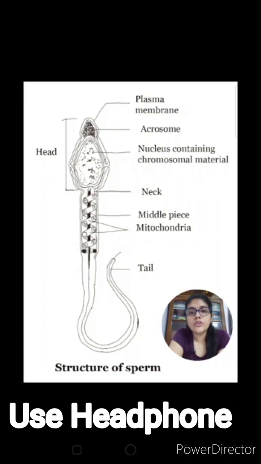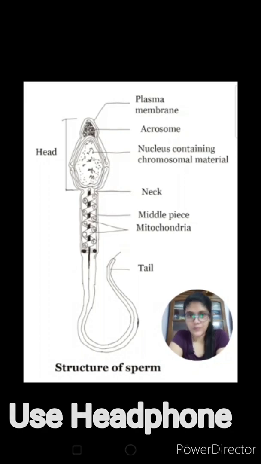In the diagram, you will be finding the schematic diagram of a sperm, which includes a head, a middle piece, and a tail. Now, the head region is divided into three different parts. The first being the plasma membrane, the second being the acrosome, the third being the nucleus, which will contain the DNA or the chromosomal material. Now, as for the neck portion, it will consist of the mitochondria, and the tail portion will help in the movement of the sperm.